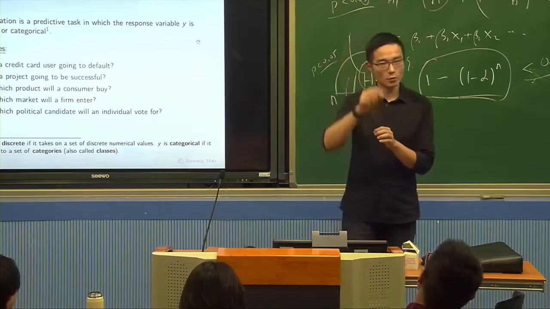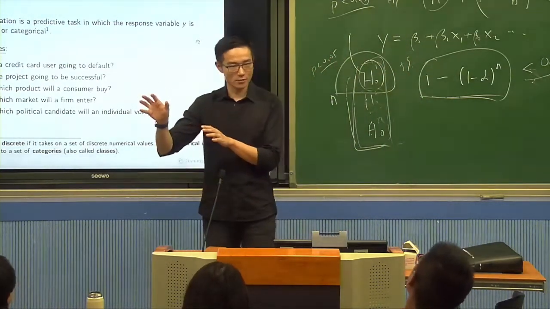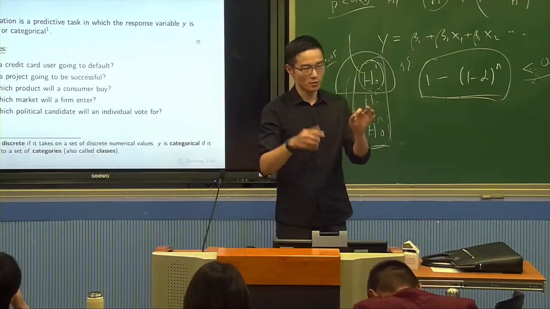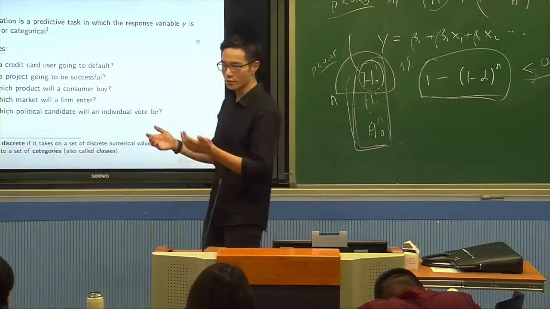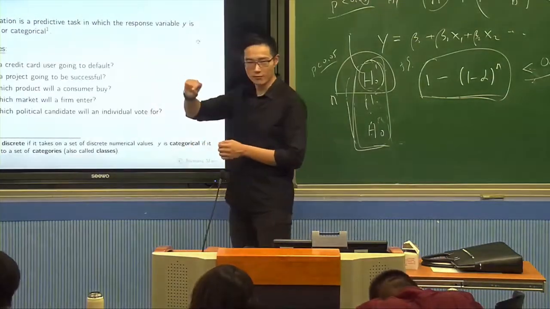When it comes to regression, the y variable is continuous. And when it comes to classification, the y variable is discrete or categorical. So the y variable is 0, 1, or 1, 2, 3, 4. Right? 1, 2, 3, 4 is just a number. So there are many things that could be classification problems.